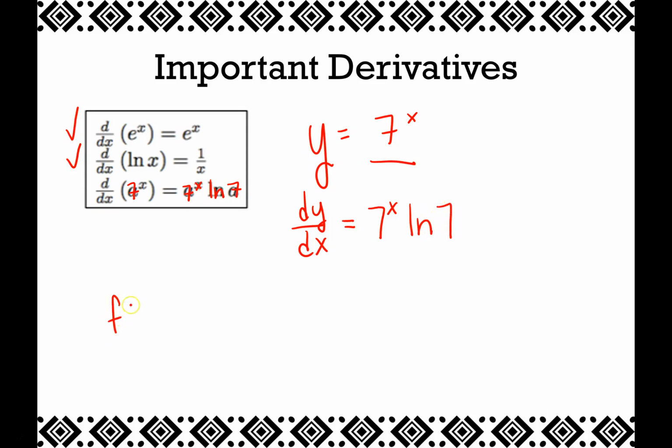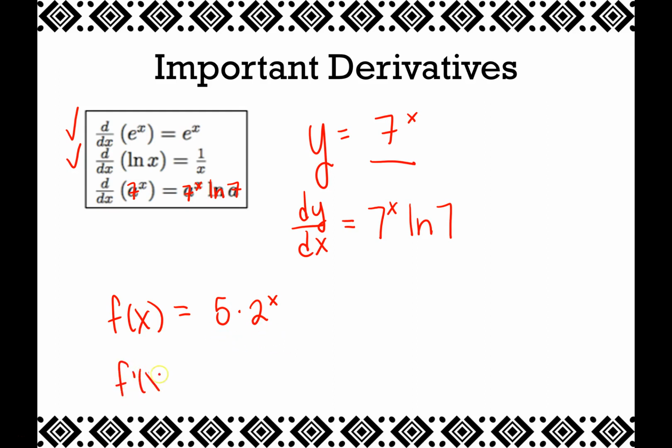All right, let's try another one. Let f of x equal 5 times 2 to the x. Now, I know there's no parentheses in this, but there are implied parentheses, meaning that this is saying take 2 to the x and then multiply it by 5. So in reality, we have a constant multiple rule situation where we're just going to find the derivative of this and then multiply it by 5 out front.